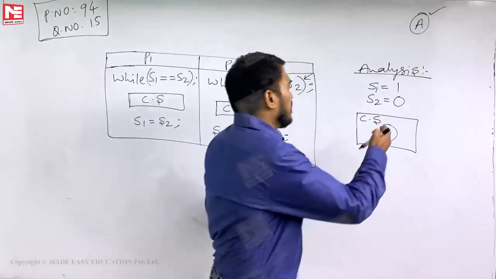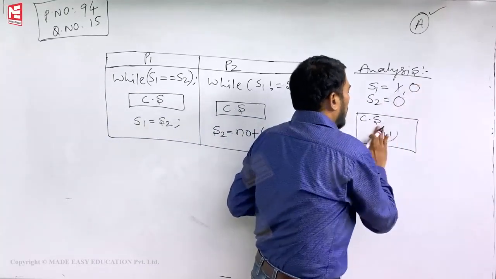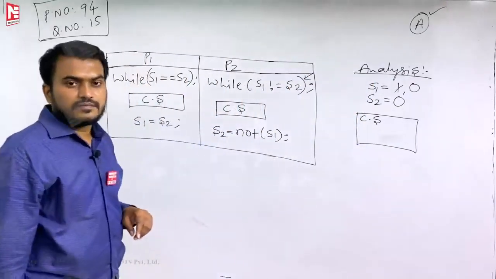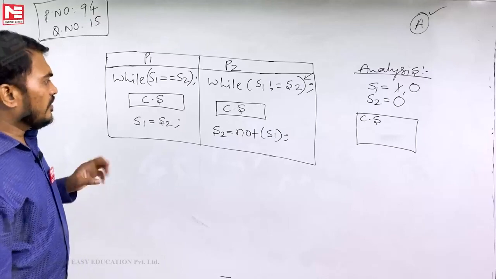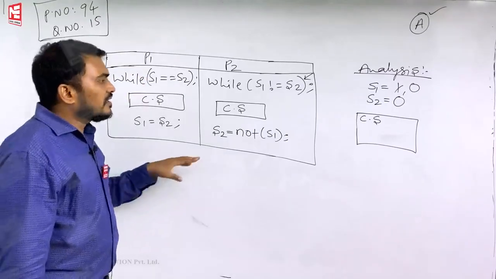So S2 value will be assigned to S1. So 0 will be assigned to S1. That is 0. Okay, and P1 is leaving the critical section. P1 बाहर जा रहा है. Okay. Now अभी P1 चले गया बाहर. Now when P1 बाहर गया, now critical section is free.